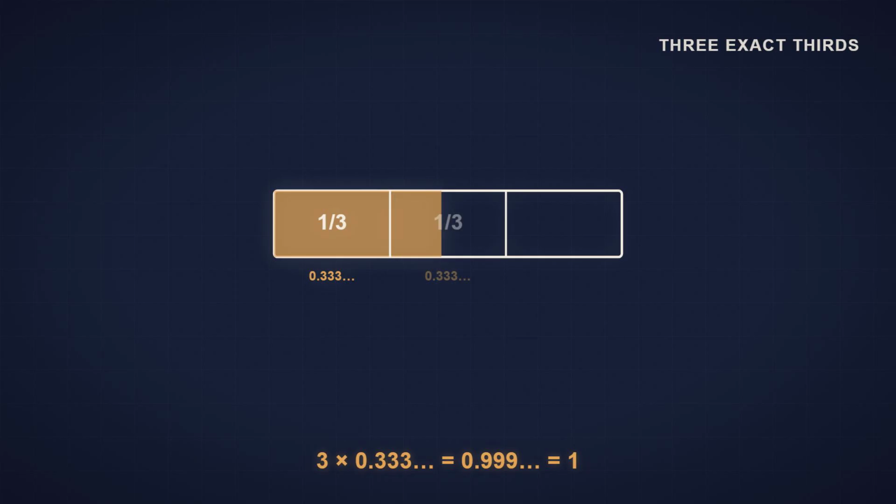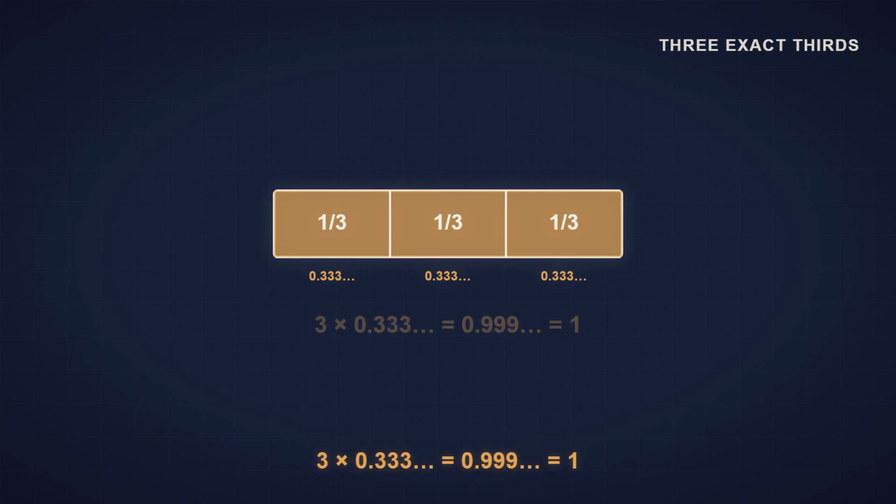If you reject that conclusion, you must also reject either that 1/3 has the decimal 0.3 repeating, or that 3/3 make 1. There is no spare sliver left over. 3 equal thirds tile the whole unit exactly, whether the thirds are written as fractions or decimals.